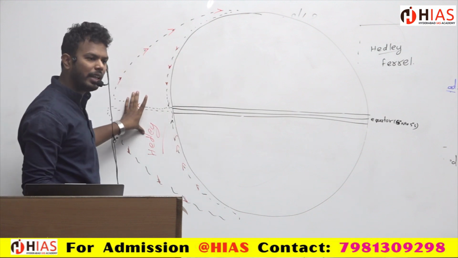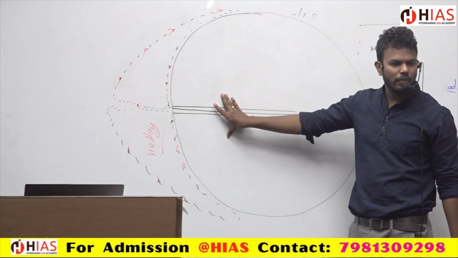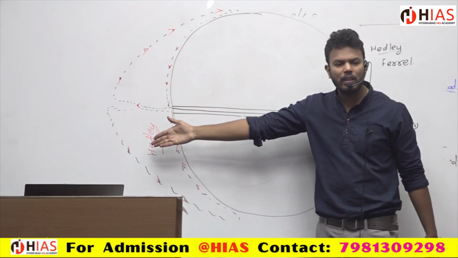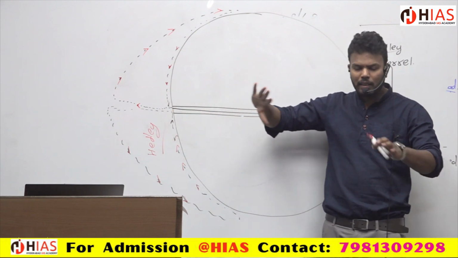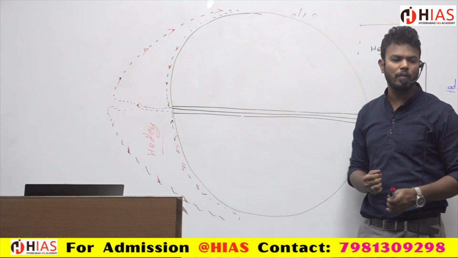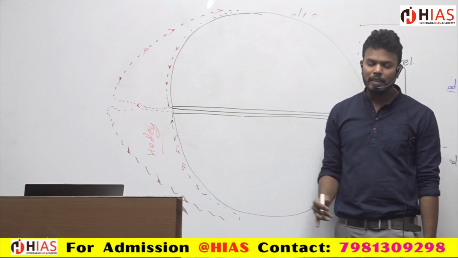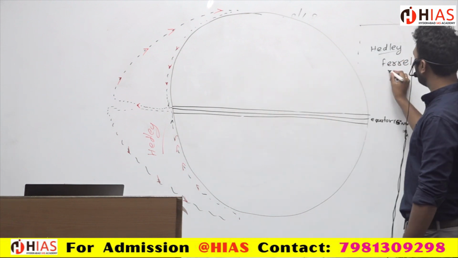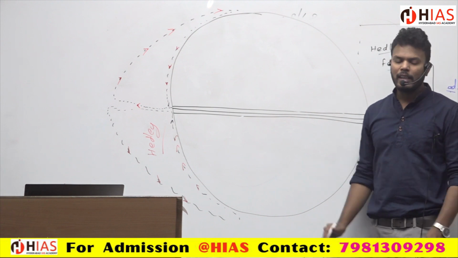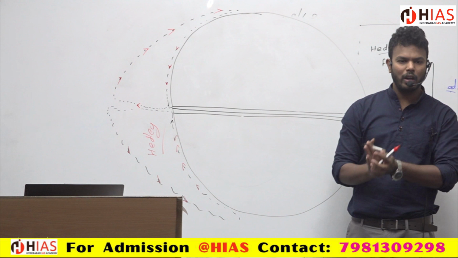Hadley gave this theory by imagining the earth is a constant body. When it is a constant body, obviously it will happen. But he forgot, or he didn't keep in mind, that the earth is moving. So that is why scientists have completely rejected this Hadley theory. Then his disciple Ferrel came into existence, and he came up with a concept called the Coriolis force. There is something called the Coriolis force.